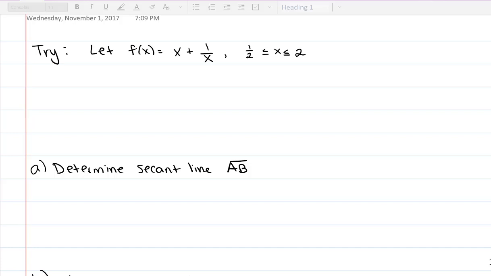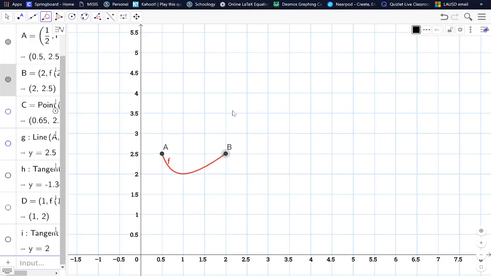So the very first thing I want to do is look at what this graph looks like. You don't necessarily need to graph it to solve this, but I want to go ahead and show you what this looks like. So this is what we're dealing with right here. This is what the graph looks like.